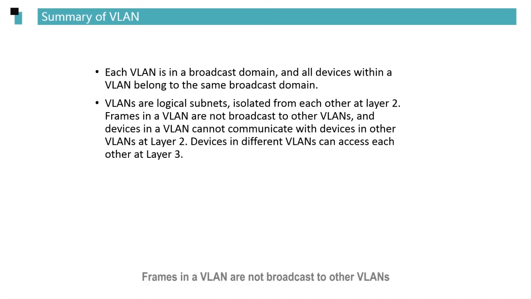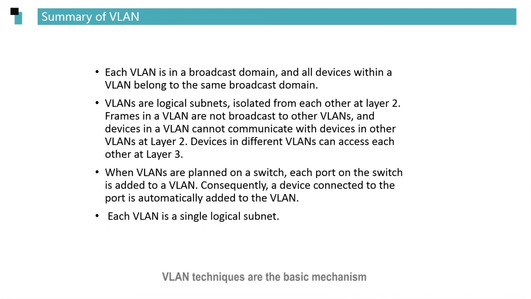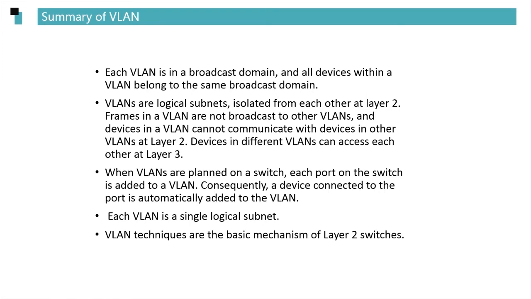Frames in a VLAN are not broadcast to other VLANs, and devices in a VLAN cannot communicate with devices in other VLANs at layer 2. However, devices in different VLANs can communicate at layer 3. When VLANs are planned on the switch, each port on the switch is added to a VLAN. Any device that connects to the port is automatically added to the VLAN. Each VLAN is a single logical subnet. VLAN techniques are the basic mechanism on layer 2 switches.